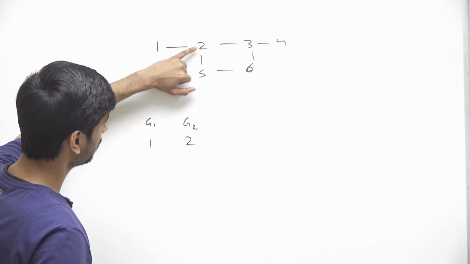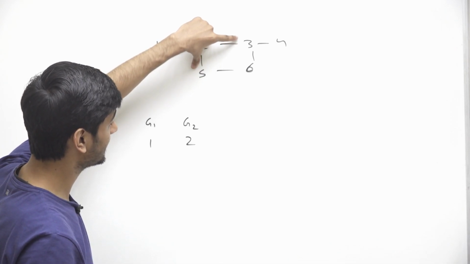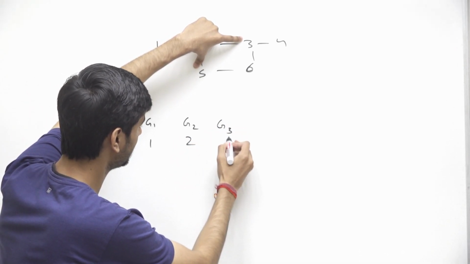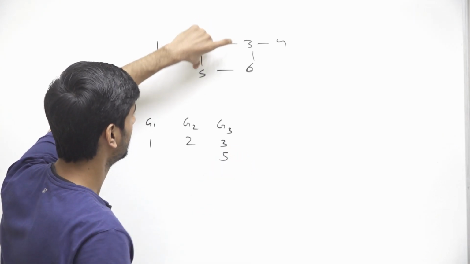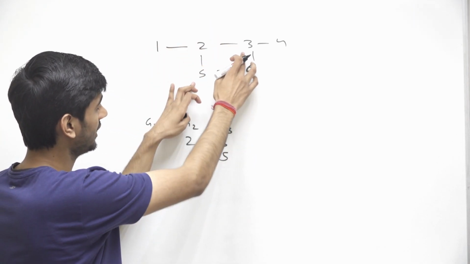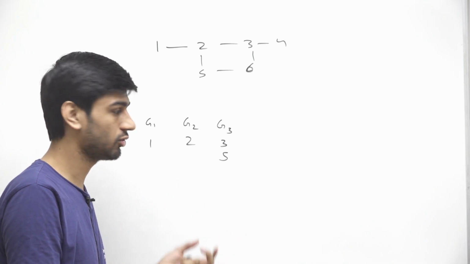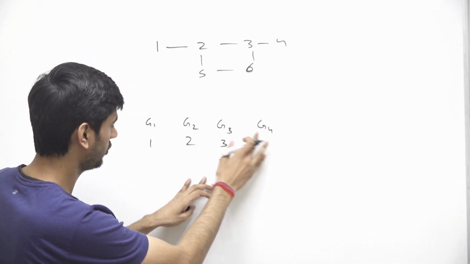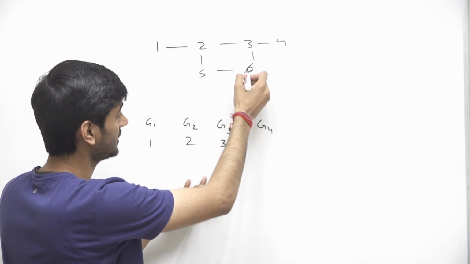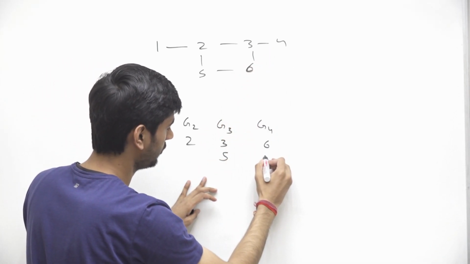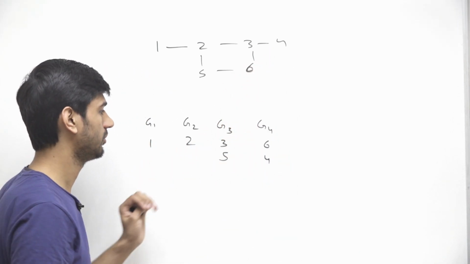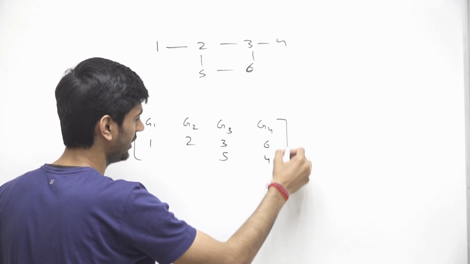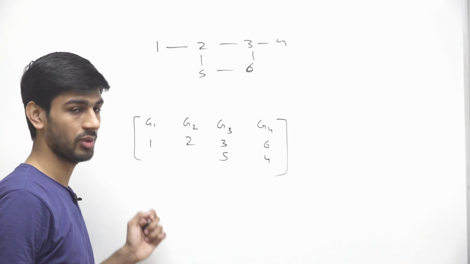Now all the adjacents of 2 should be present in the adjacent group to G2. So 3 and 5 should be present in G3, right? Similarly, all the adjacents of 3 and 5 should be present in an adjacent group to G3. So G4 is an adjacent group, G2 is also an adjacent group. So we can put 6 and 4 in G4. Also we can put them in G2, but we'll see why we are putting them in G4, okay? So this is how we can divide this graph into some number of groups, right?